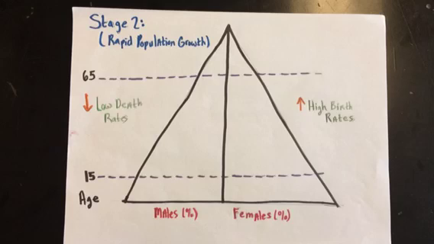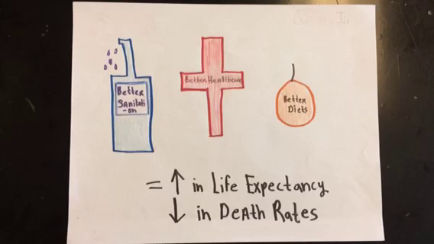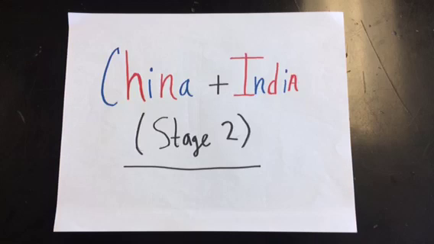Stage 2, also called rapid population growth, is when the society begins to industrialize. Death rates decrease and birth rates remain high. Due to better sanitation, healthcare, and diets, life expectancy increases. As for the crude birth rate, it takes at least one generation for people to notice the decrease in infant mortality rate and adjust. China and India are both examples of countries that are in Stage 2.